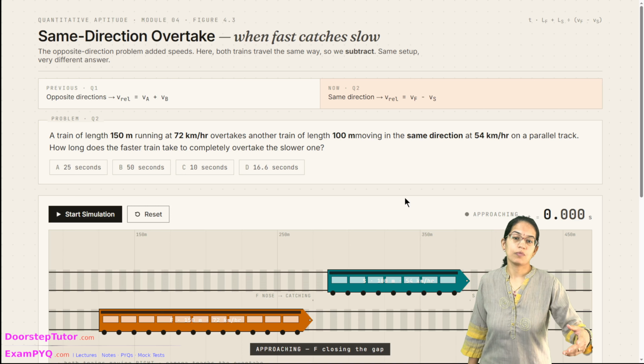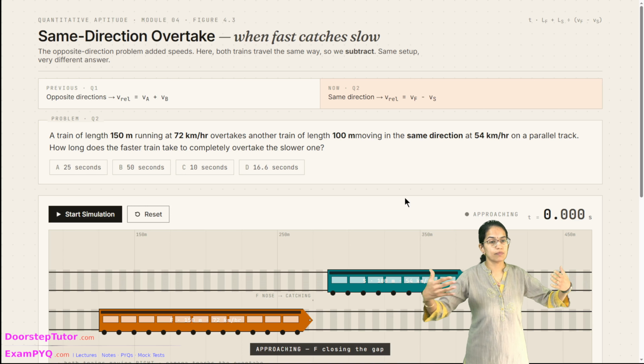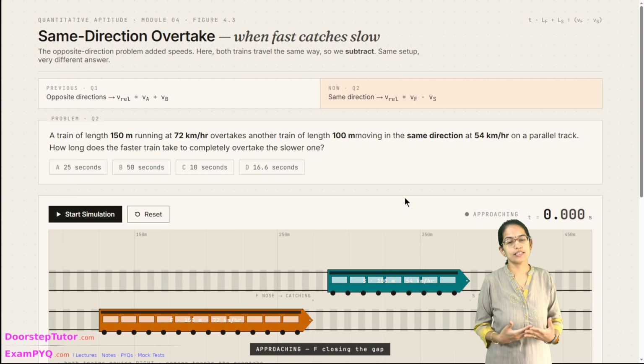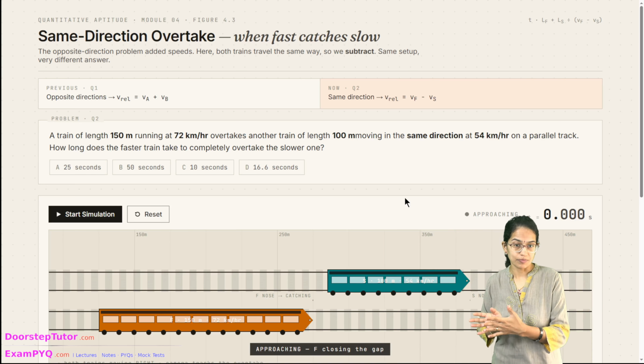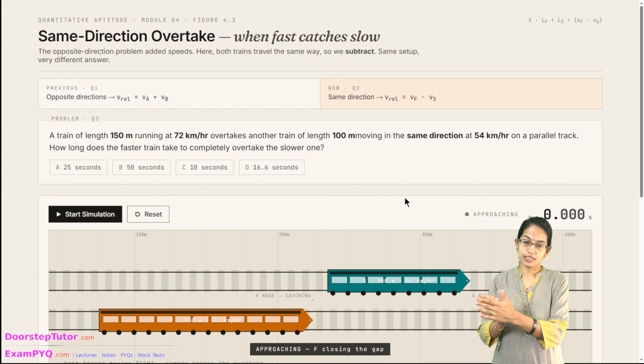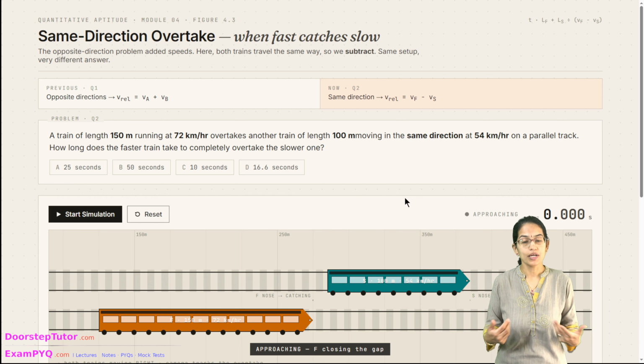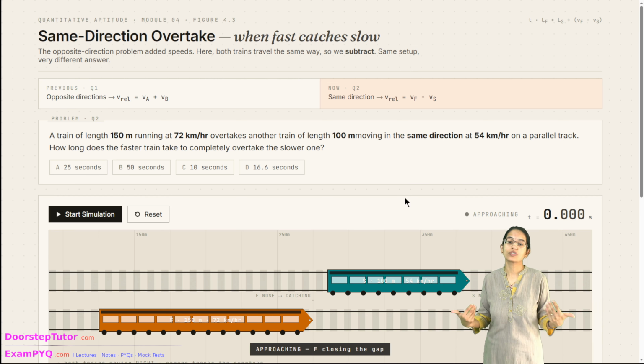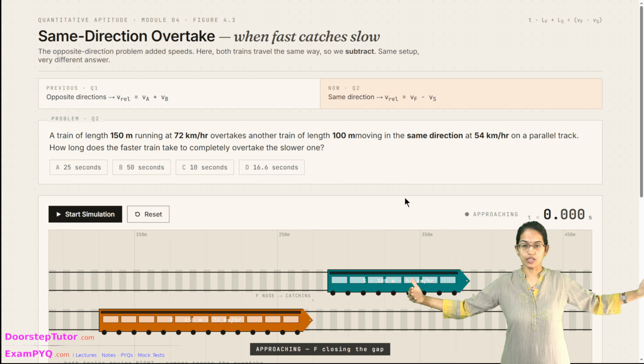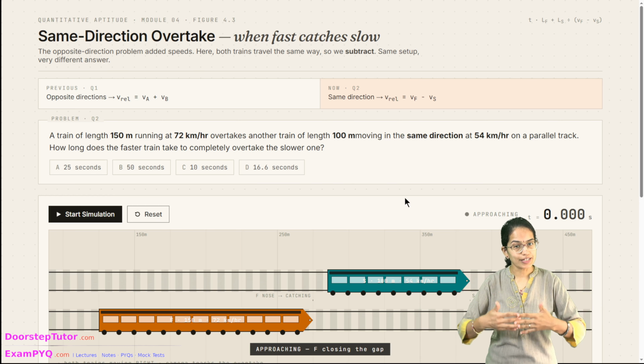In the previous problem, we did the case where two trains were coming from opposite directions. Now this is the case where two trains are going in the same direction. When the trains are going in the same direction, the total length of the trains would of course add up, but the relative speed would subtract. However, when the trains were coming from opposite directions, we would add the relative speed.